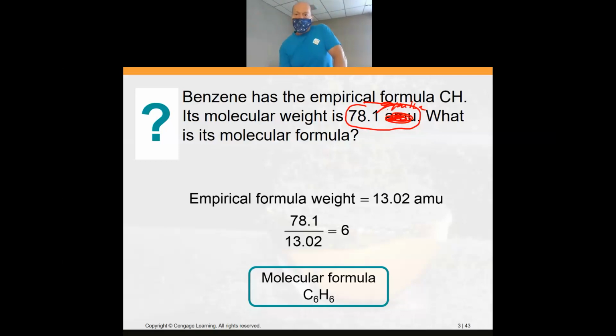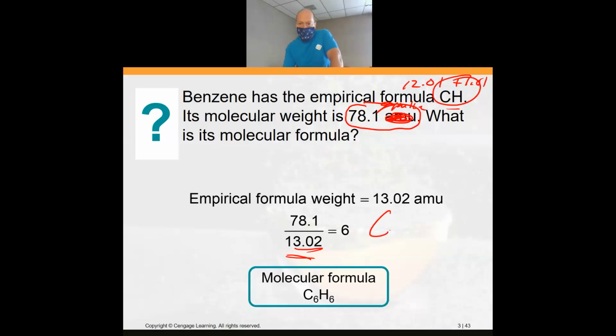All right, so I'm going to say it's 78.1 grams per mole, and you have CH. So 78.1, that is your molar mass, divided by the empirical mass. 12.01, 1 carbon plus 1.01, 1 hydrogen. That's where the 13.02 comes from. And that has to give you an integer.